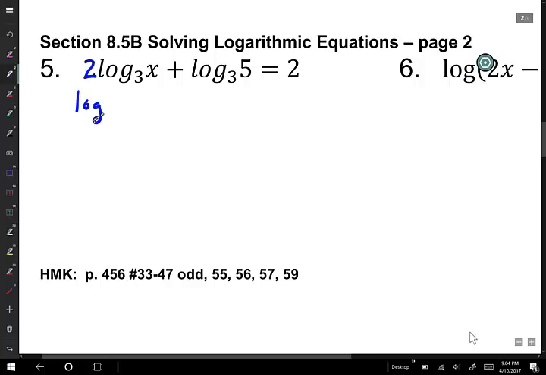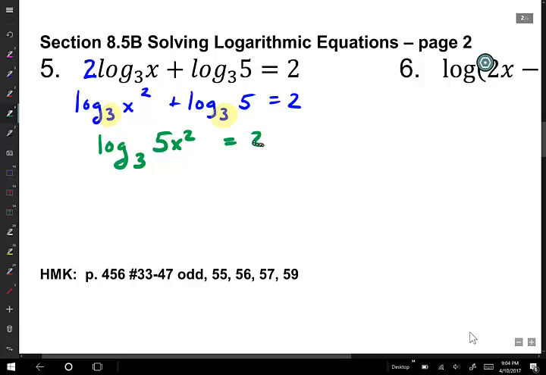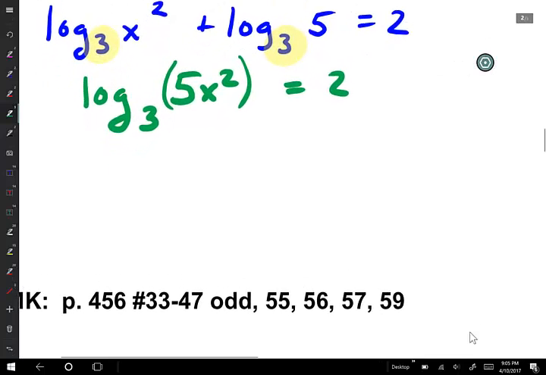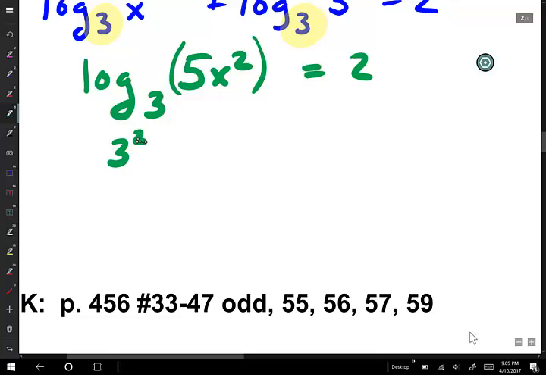So just as a reminder, log base 3 of x squared plus log base 3 of 5 equals 2. Because they both have a base of 3, we can combine these logarithms. So let's do that. We're going to have the log base 3 of (5x squared) equals 2. I'm going to put parentheses around that 5x squared, just to help us remember that it's all inside of one logarithm. Now as we solve this out, that's 3 squared equals 5x squared.